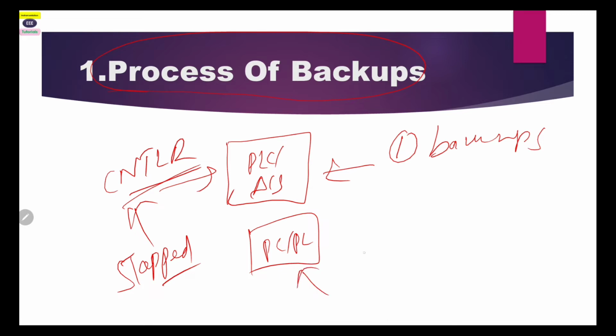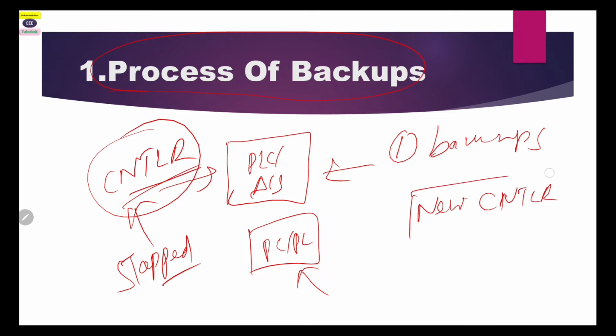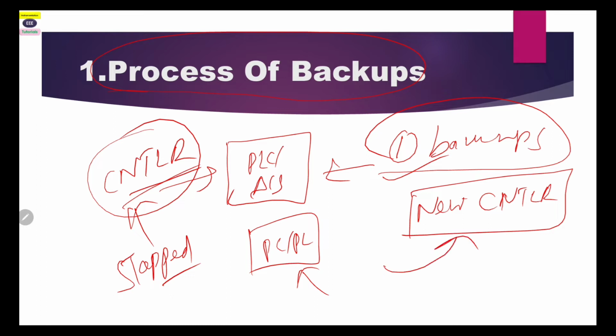You have a backup. If your controller is not working and you are going to replace it with a new controller, in the new controller you require the old backup, because without the old backup your system will not run, and your plant will not start. So you should have the backup available to feed to the controller, then your plant will automatically run. So the first point is the process of backups.